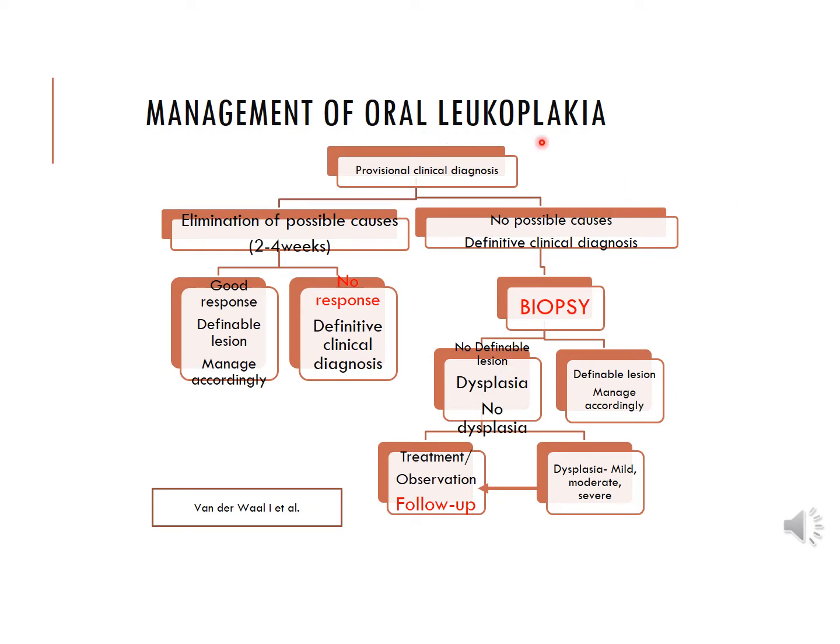So let's just look at this table once. Provisional clinical diagnosis. Let's say you've come up with a diagnosis of oral leukoplakia, and how do we go about this case? So first of all, you try and eliminate the possible cause. Now what could be the causes? Either ask your patient to quit smoking, or if there is a sharp tooth or any denture that is irritating the area, you would want to eliminate that cause.